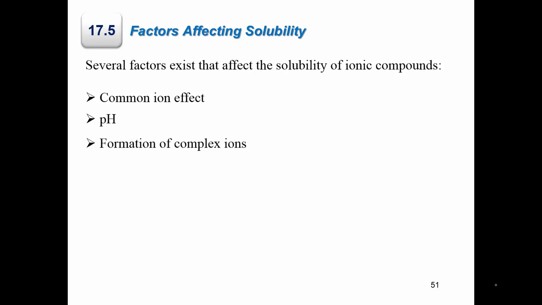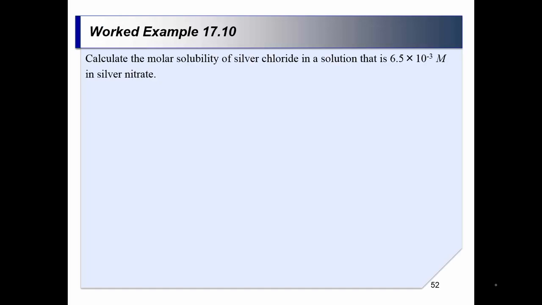So if we're going to calculate the molar solubility of silver chloride in a solution that is 6.5 times 10 to the negative 3 molar silver nitrate, what we're going to do here is analyze silver chloride, which is a precipitate, a solid, and it has a Ksp value. So we need to know the Ksp value of silver chloride, and that Ksp value is 1.6 times 10 to the negative 10.